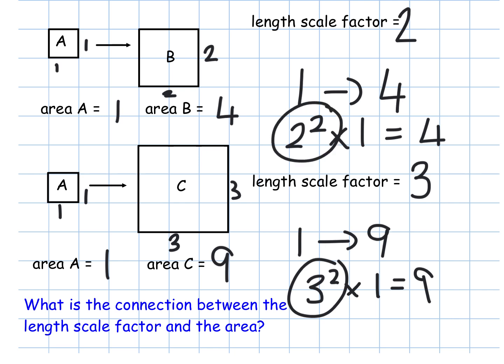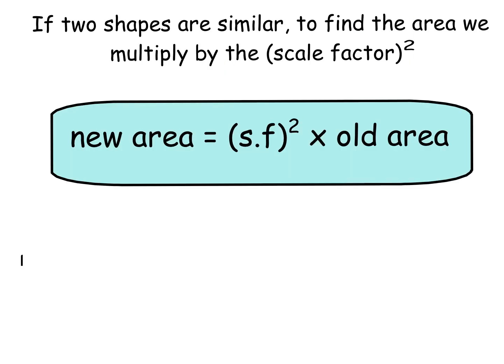And let's just think, if I drew another square that was 4 by 4, that would be me quadrupling the area, and the area would go from 1 to 16. 4 squared times 1 is 16. So this is the bit where you have to start copying down as your note in class.